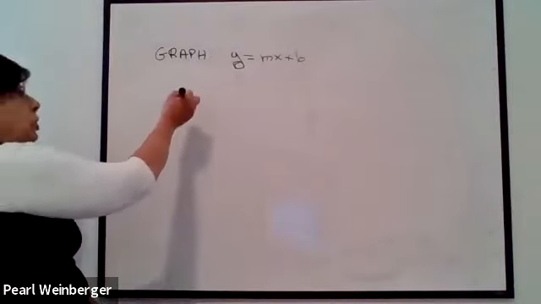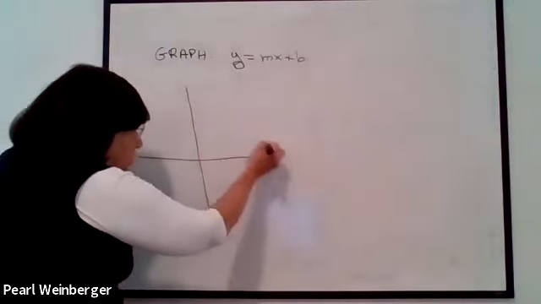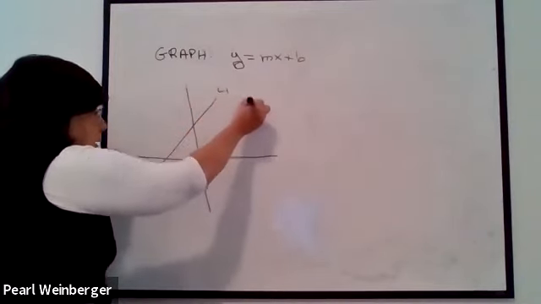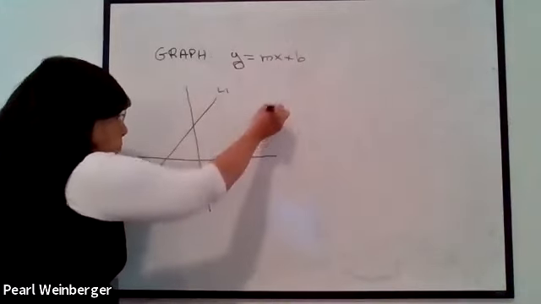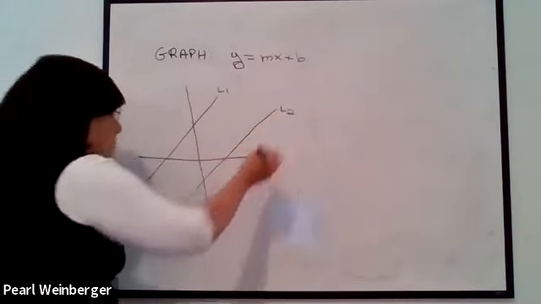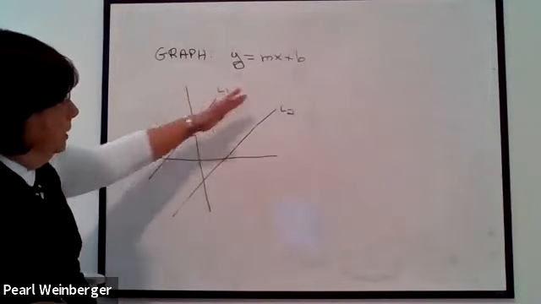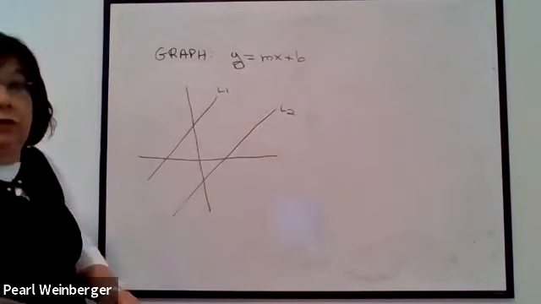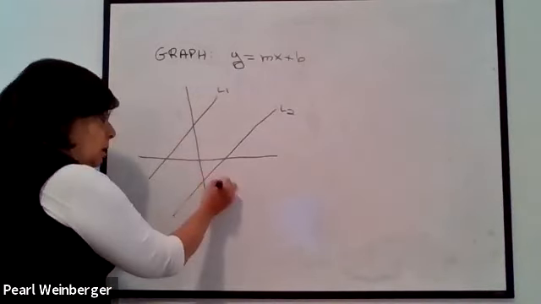So I'm going to look at two lines. I'm just going to draw a picture of two lines. Let's call this line 1. And let's call this one line 2. Now, if you notice, these two lines are slanted exactly the same amount. The term we have for these type of lines is parallel lines.